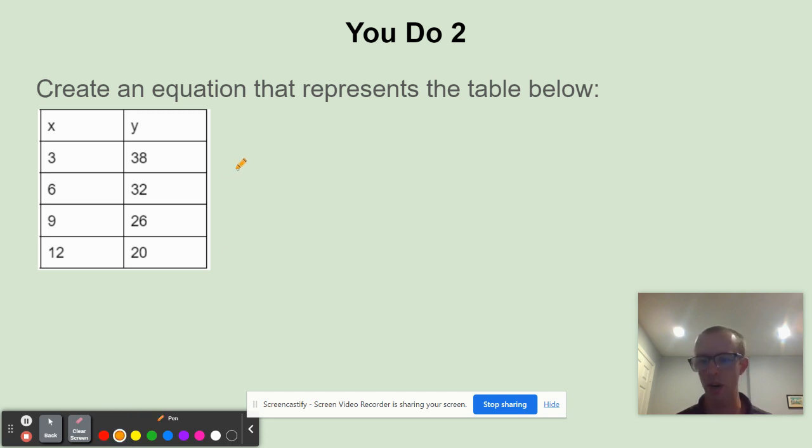Here's the you-do. Go ahead and pause and solve. Do the best you can, and then we'll go over it. All right, hopefully you just solved it on your own, and so I can go over it pretty quickly. Hopefully you recognize this as a linear equation because it has a constant rate of change. Obviously, they're all kind of linear at this point in the game. We will learn about some other type of functions, so be ready for that.